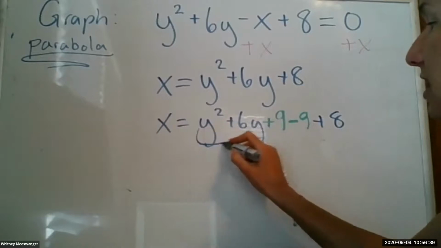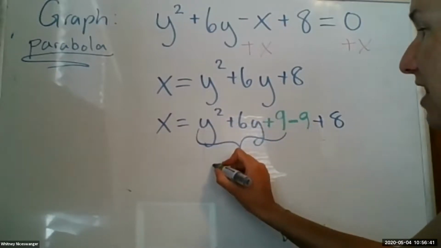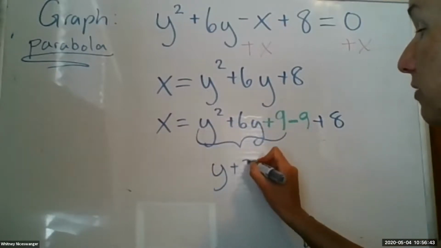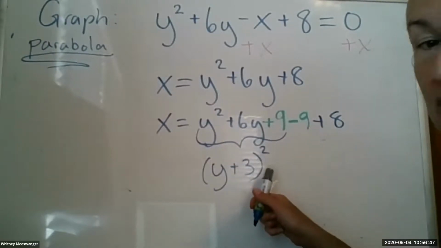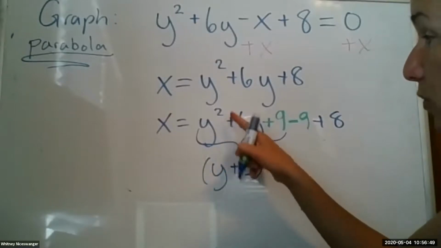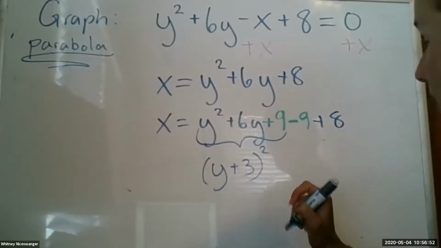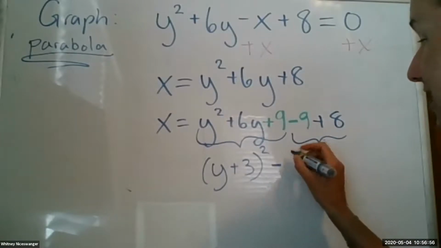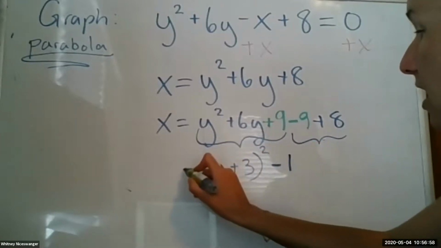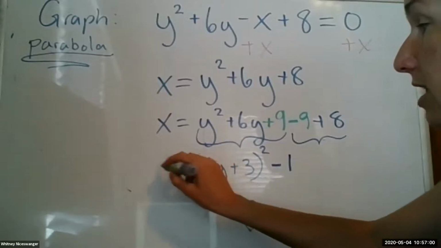So this stuff's going to be a perfect square. It's going to factor to y plus 3 squared. And you can check that. Y plus 3 squared will multiply to y squared plus 6y plus 9. This stuff that's left over, negative 9 plus 8, is going to give us a negative 1. And that all still equals x.